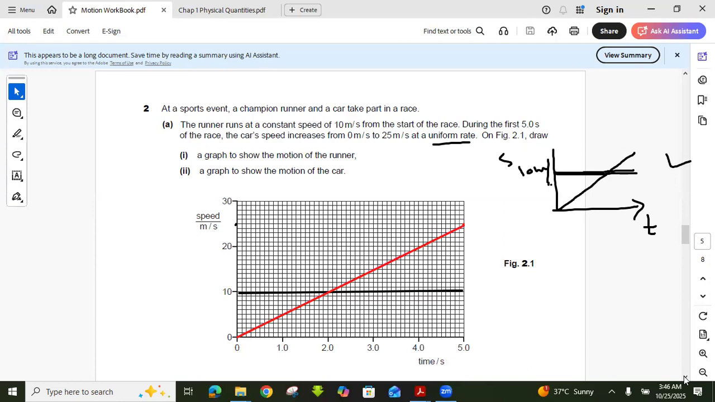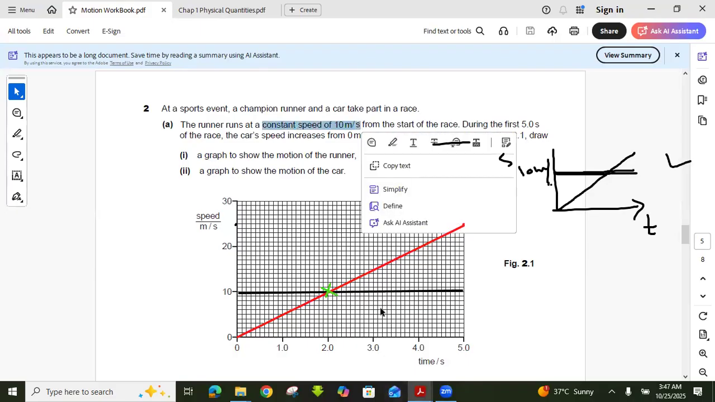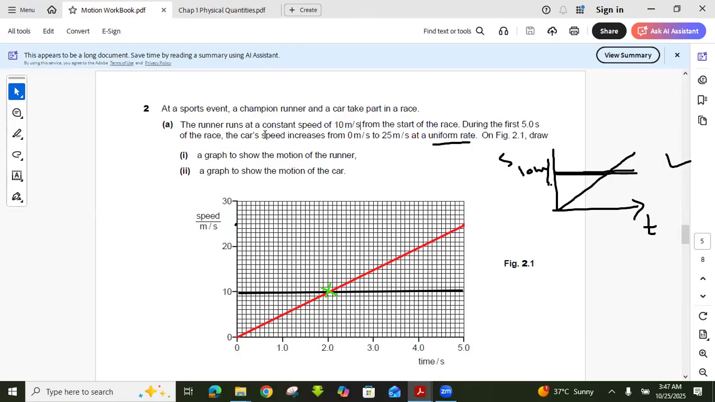So this is the graph that I have to make for the runner and for the car. You can see one thing: both the graphs are intersecting at a single point. Let's mark this point X. How do we know which one is the runner and which one is the car? I changed the color. The runner has a constant speed, shown by the black color in the graph, and the car increases speed from 0 to 25 at a uniform rate, so I have shown it with the red color.